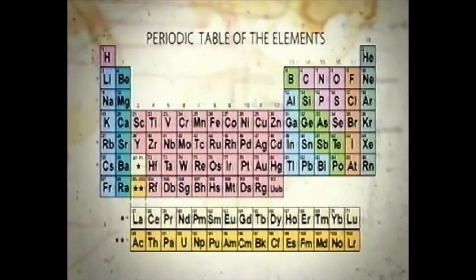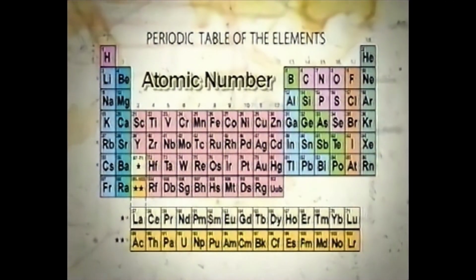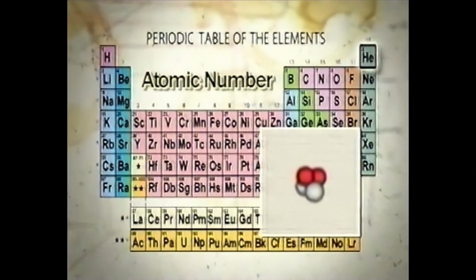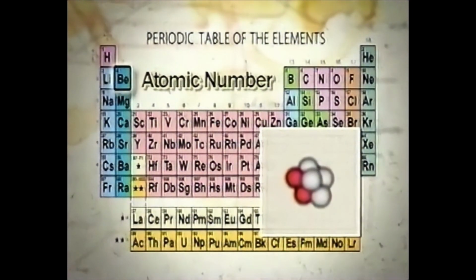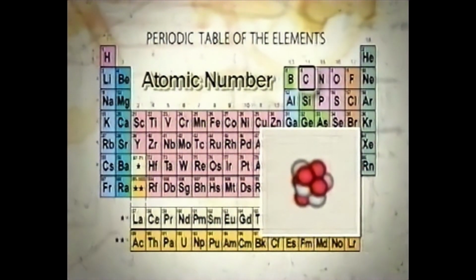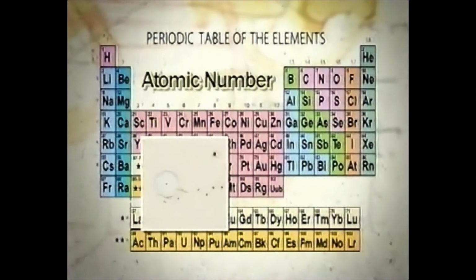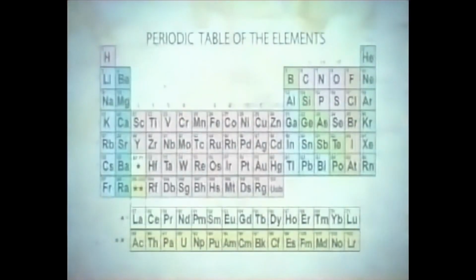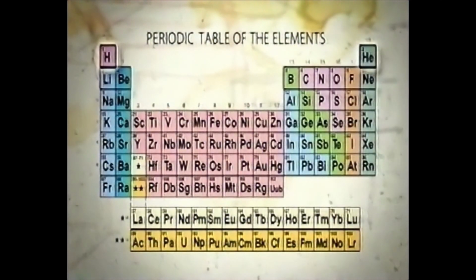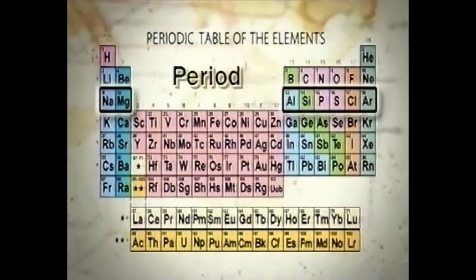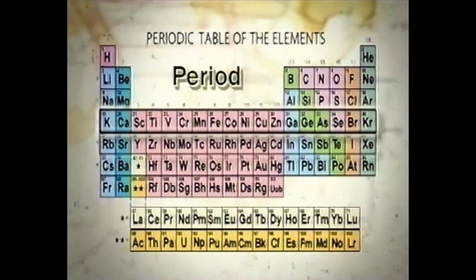Here, the elements are listed in order of their atomic number, which represents the number of protons in an element's nucleus. In its normal, or ground state, this nucleus is also surrounded by an equal number of electrons. And as the atomic number increases, so does the size and mass of the atoms. In the periodic table, each horizontal line is called a period, and it represents the number of electron shells normally possessed by the element's atoms.